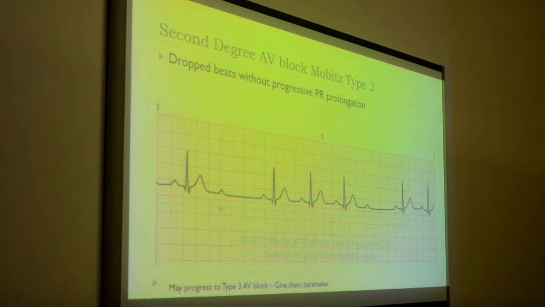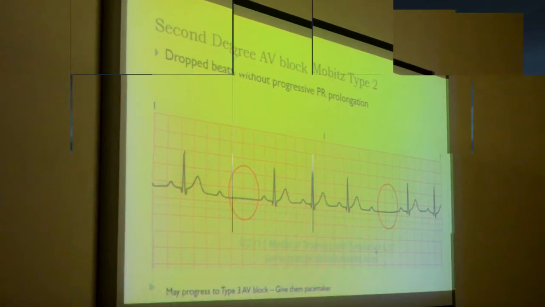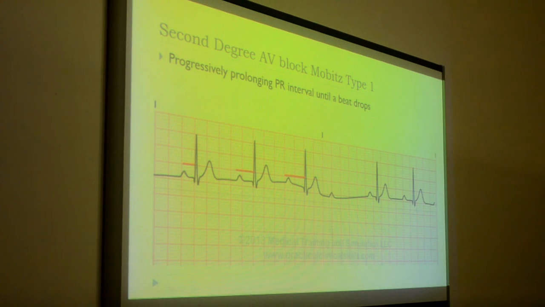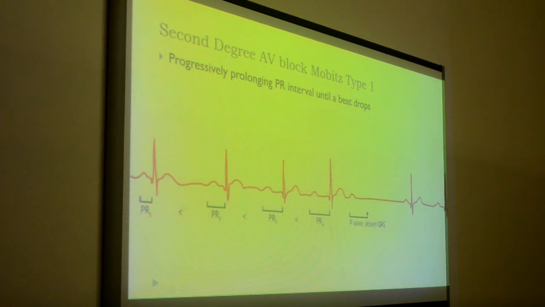Again, look at this. PR interval is the same. Drop, it skips the beat. Then the PR interval here is the same as the PR interval here. Clear? In type 1, they get slowly, slowly longer. Look at this. You see, this one is longer. The last one is the longest. It starts small, then longer, longer, longer, skips the beat.